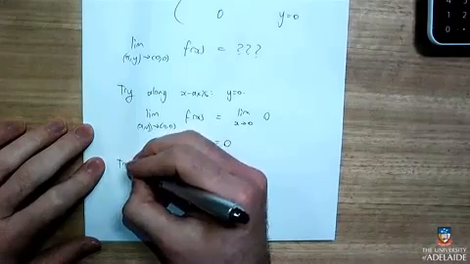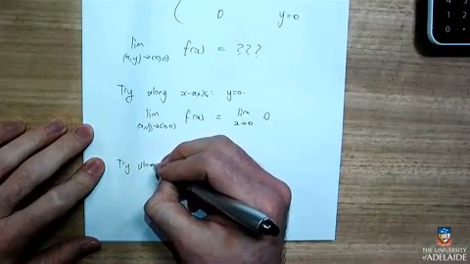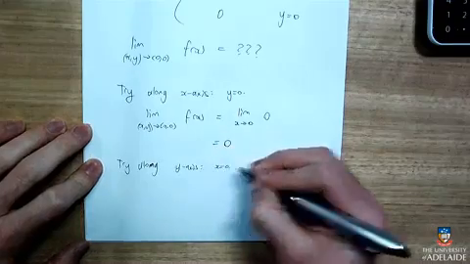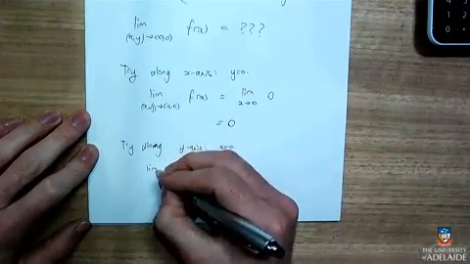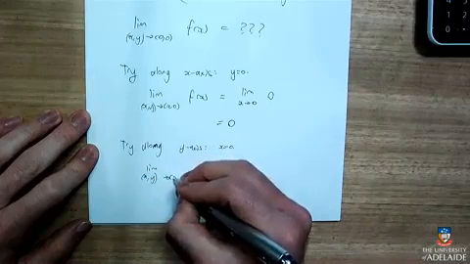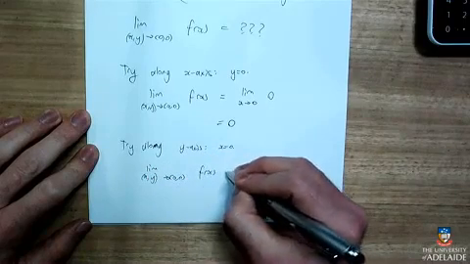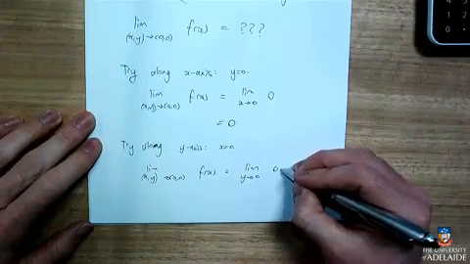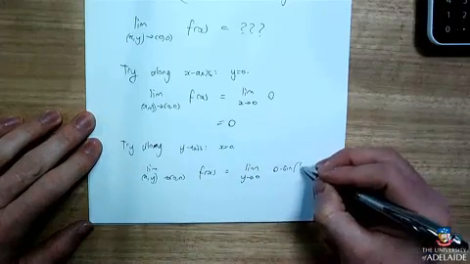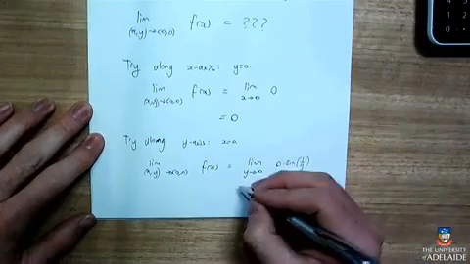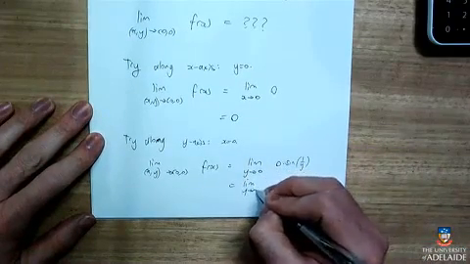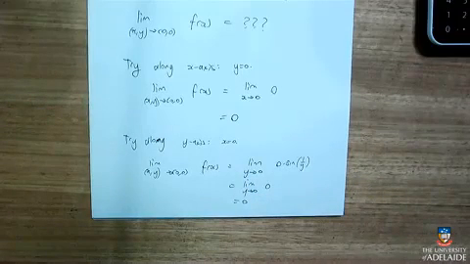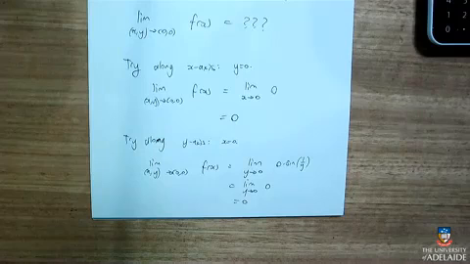Okay. Try along the y-axis, which is where x is equal to 0. So we get the limit as (x, y) approaches (0, 0) of f(x) will be the limit as y goes to 0 of 0 times sine 1 over y, which is the limit as y goes to 0 of 0, which is 0. Sweet. Okay, so if the limit exists at all, it's going to have to be equal to 0.